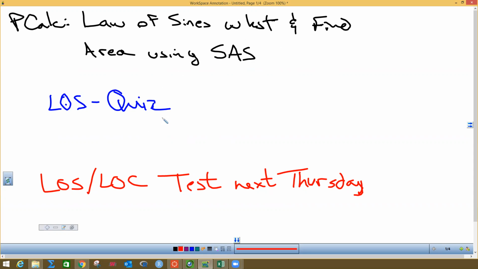We're going to do a law of sines quiz today, and then next Thursday is going to be the law of sines, law of cosines test. Tomorrow we're going to start law of cosines.